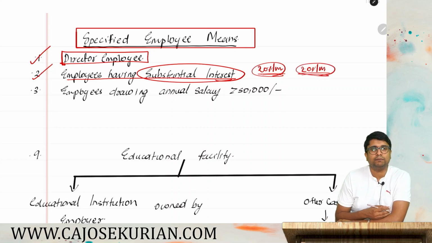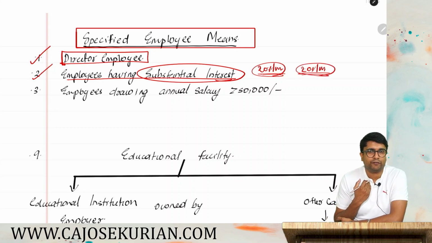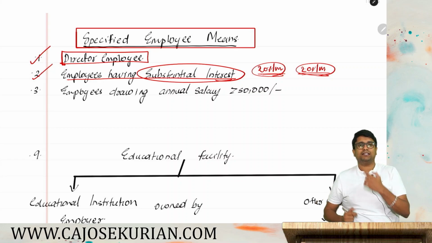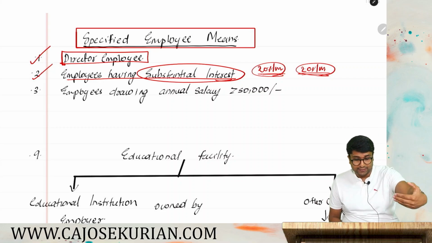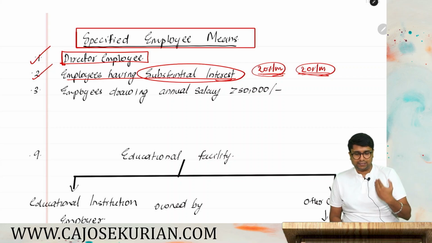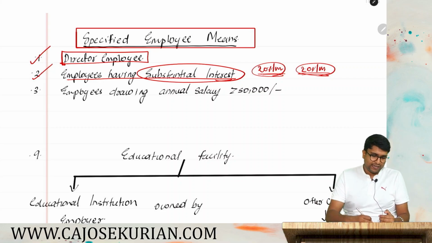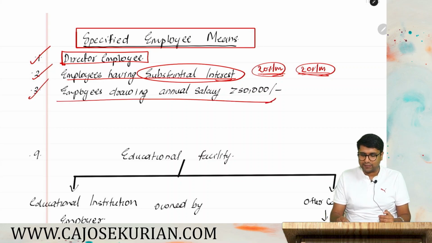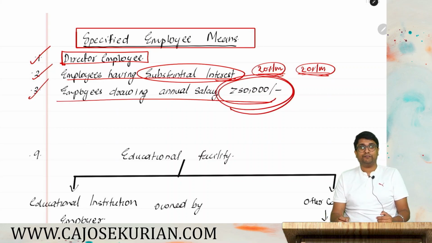So say, for example, I am an employee of a company and I have 22% shares in that respective company, I'll be considered as an employee with substantial interest. And I also will be considered as a specified employee for the purpose of income tax. And the third one, employees drawing annual salary of more than 50,000. How much? Annual salary more than 50,000.